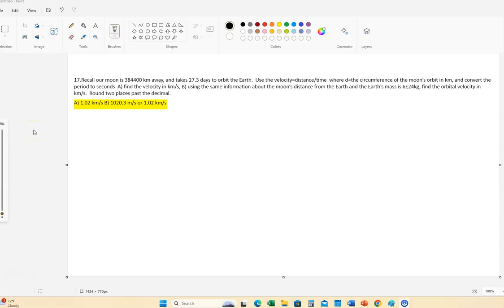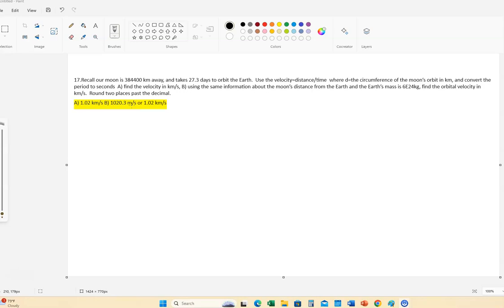All right, so with this one, number 17, recall from your reading that our moon is 384,400 kilometers away from the Earth, and it takes 27.3 days for our moon to orbit the Earth. Use velocity equals distance divided by time, where distance, of course, is the circumference of the moon's orbit in kilometers. Convert the period to seconds and find the velocity of our moon in kilometers per second. All right, so let's do that one first.